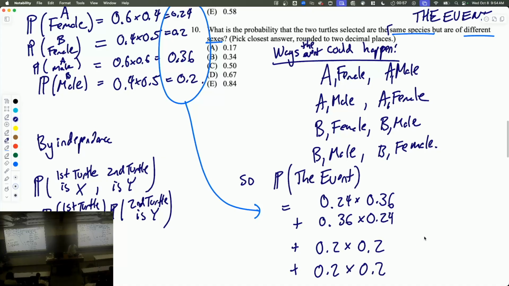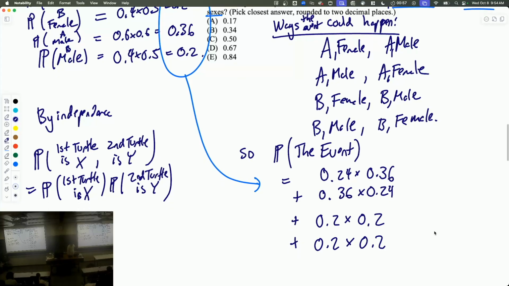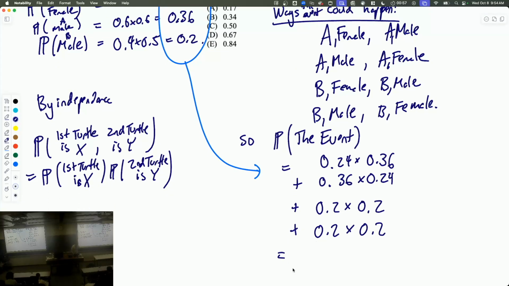Okay, so it's a sum of 4 things. Each thing is a product of 2 numbers. And you would type it in your calculator and crunch it, and then get a final answer. I am not going to put it in my calculator. I'm just going to leave it like that.